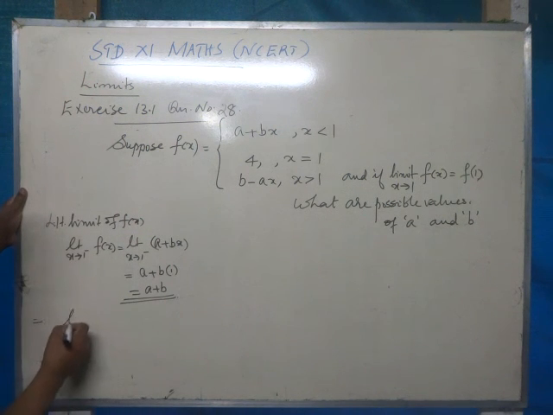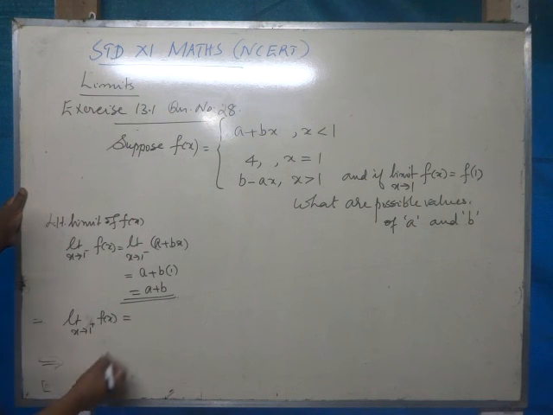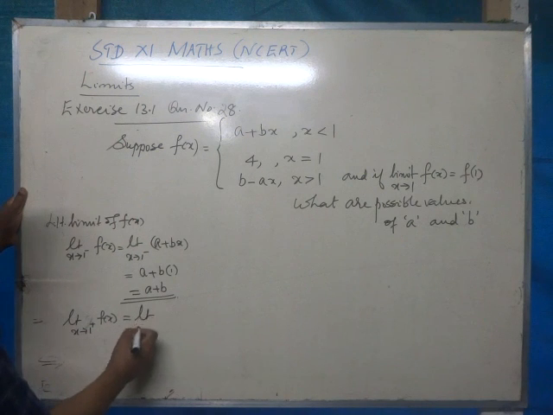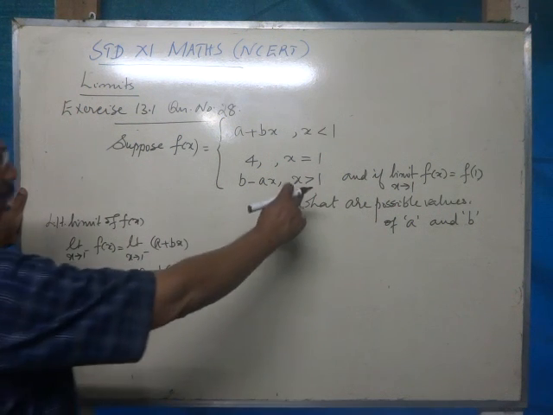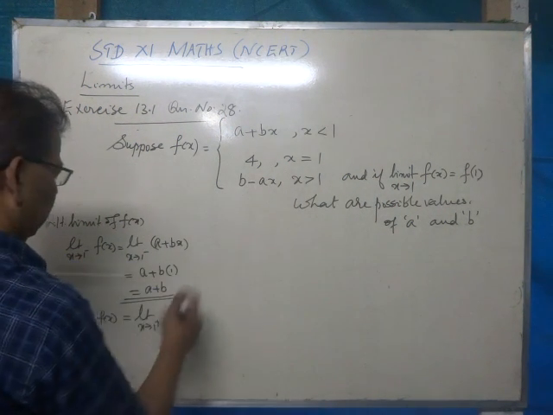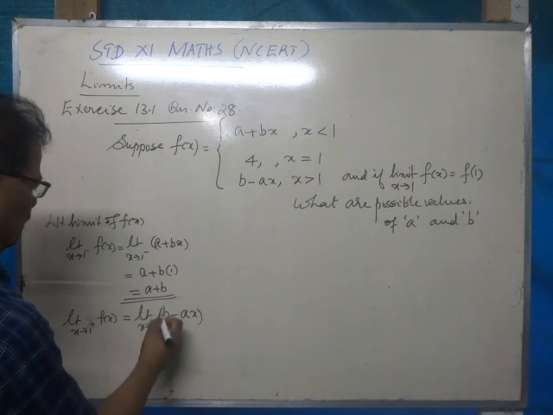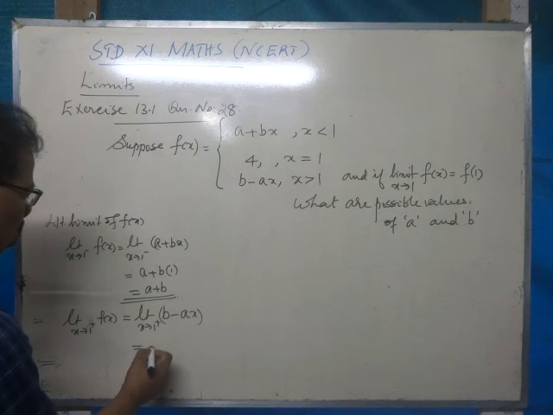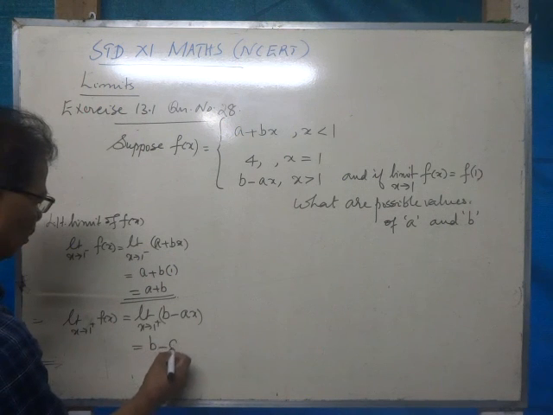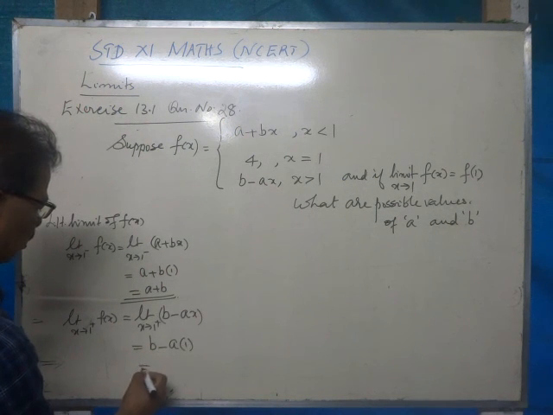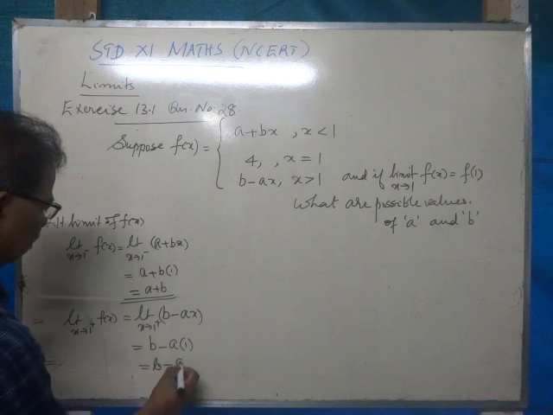Now limit x tends to 1 plus f of x is equal to limit x tends to 1 plus, for values greater than 1, b minus ax, that's equal to b minus a into 1, that is b minus a.